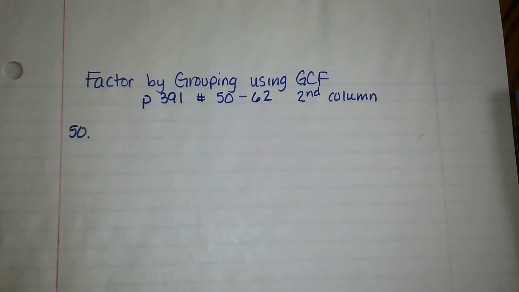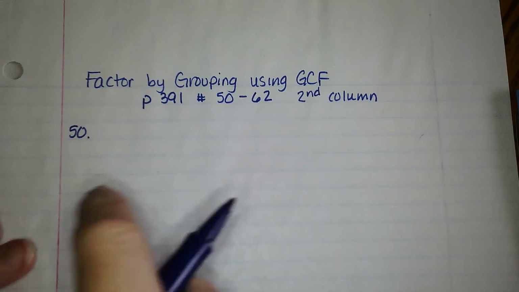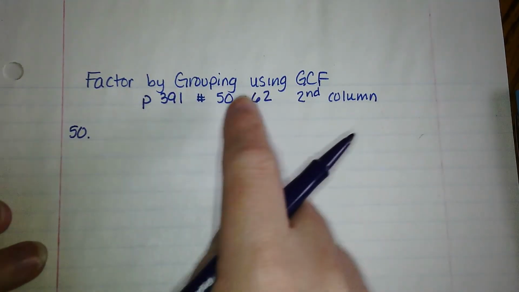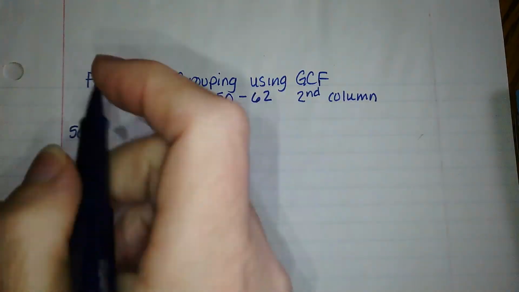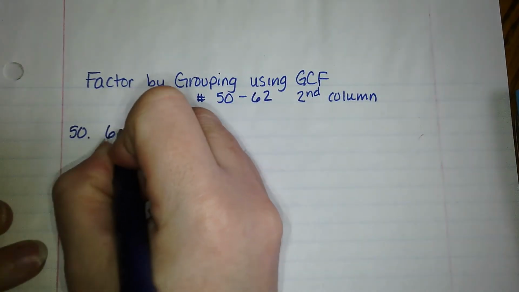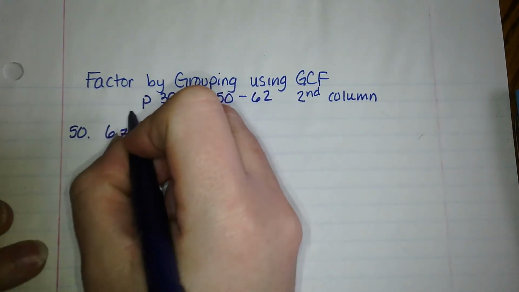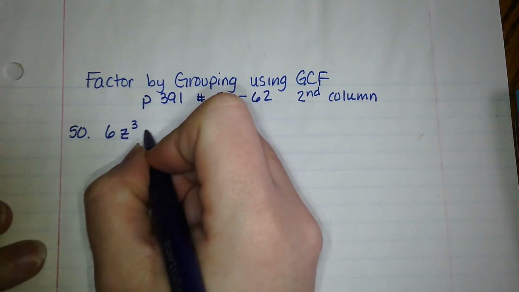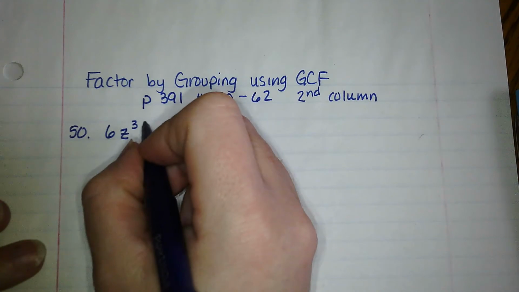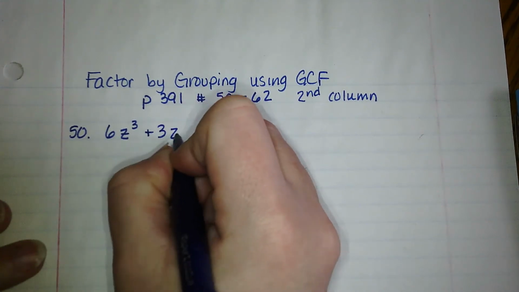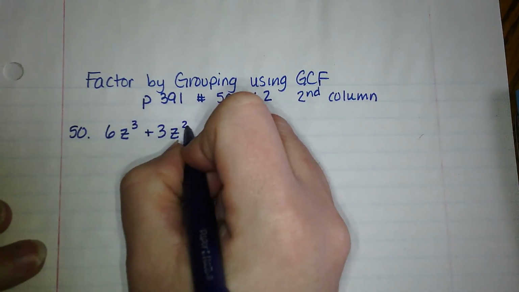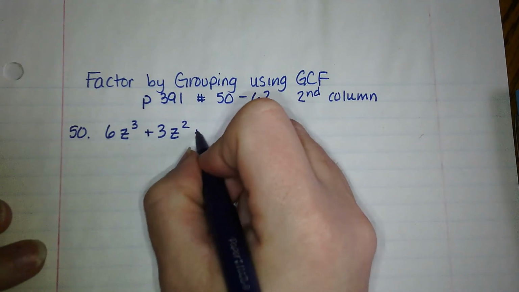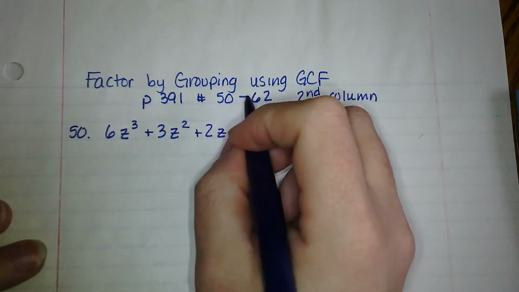All right, this is the grand finale, and this is what we've been working so hard for. Some of the ones that we're going to be getting are going to be quite large, and the only way to get it factored is by grouping. So we're going to start on page 391, and we're going to look at the second column starting at number 50. So I'm copying down what we have for number 50 so I can show you the difference in these questions and how you would go about solving them.